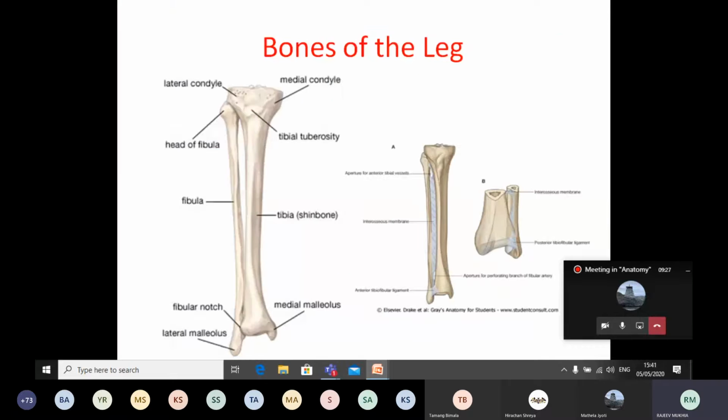Here you can see these are the two bones, the tibia and fibula, which are present in the leg. In anatomy, the leg is that part of the lower extremity which extends between the knee and the ankle. In the leg there are three compartments: the anterior compartment or extensor compartment, the lateral compartment or peroneal compartment, and the posterior compartment or flexor compartment.